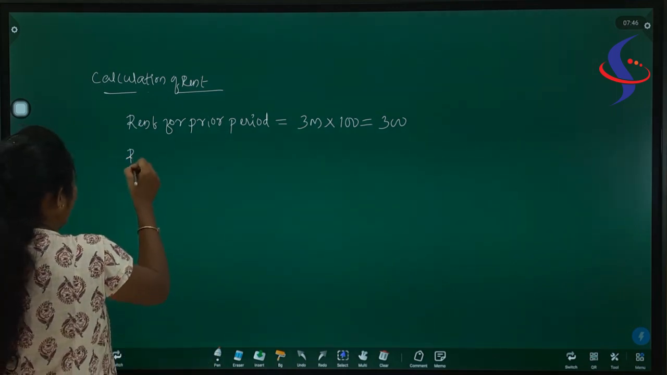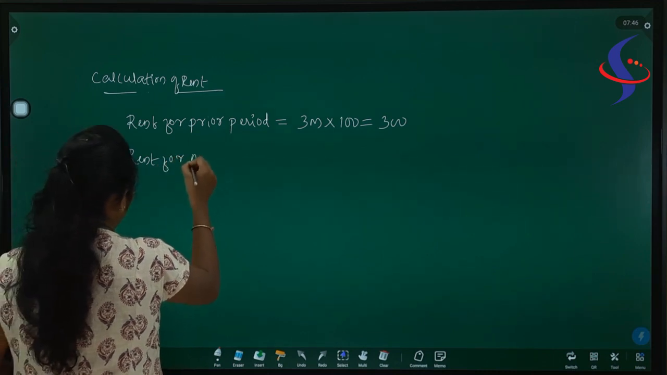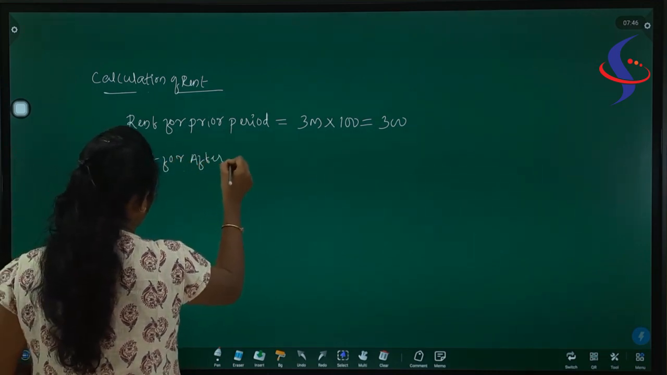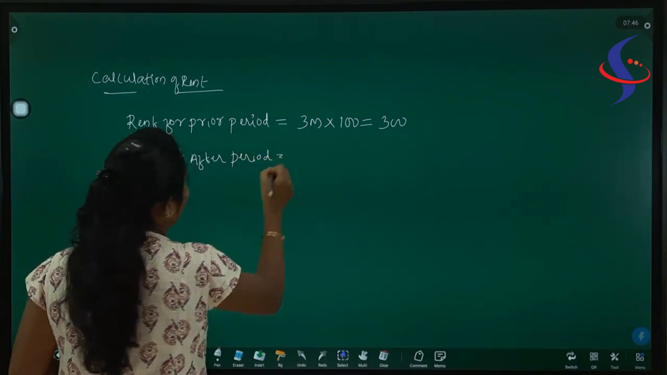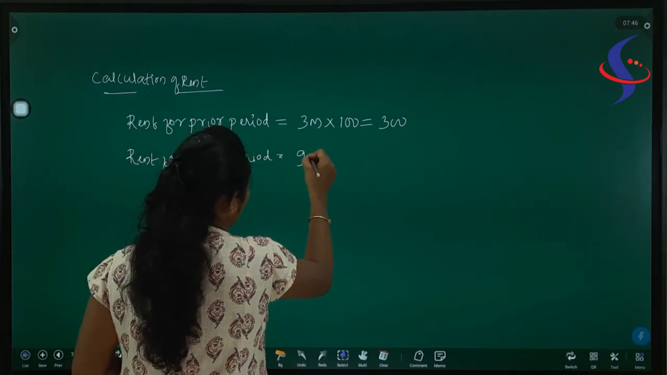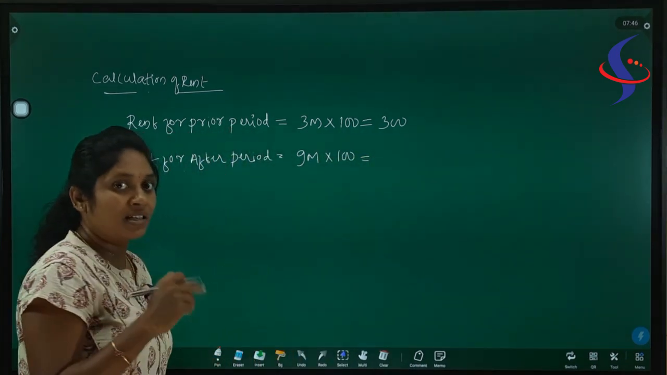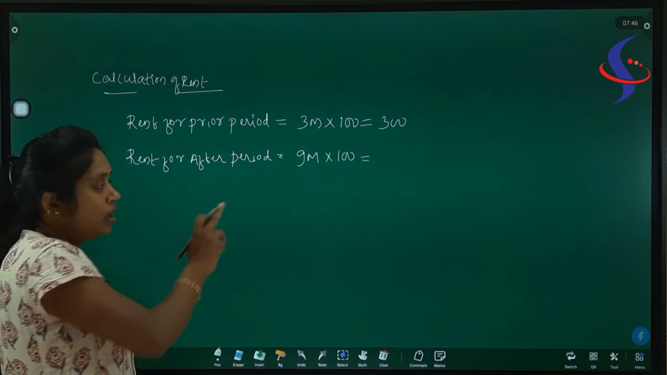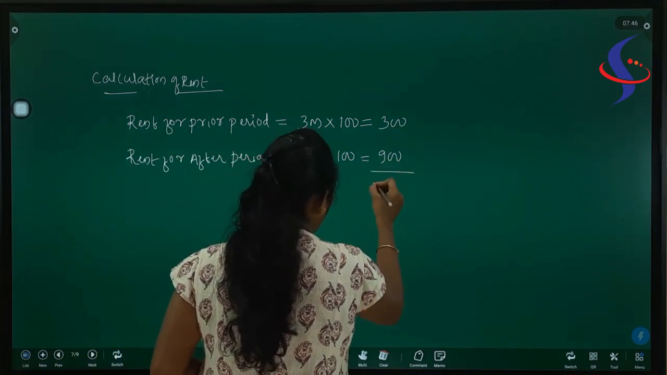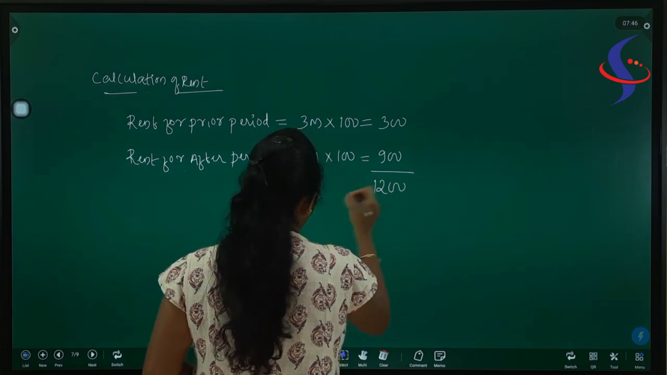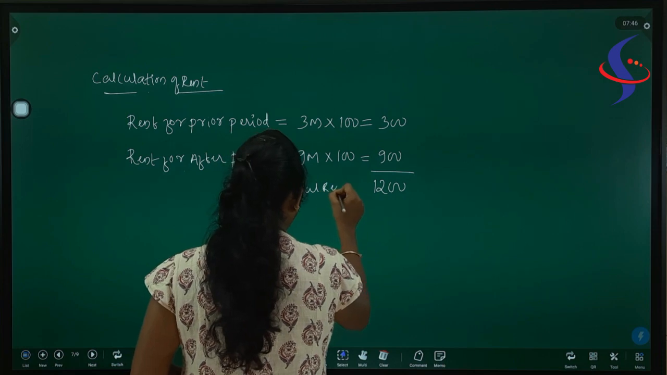In the same way, you need to calculate rent for the after period. How many months is the after period? When you remove 3 months from the 12 months, the remaining will obviously be 9 months, and even in the after period the rent has not changed. Sometimes rent will change, but here it is the same. 9 into 100 is 900. So therefore total rent is 1200. Why have you taken total rent?